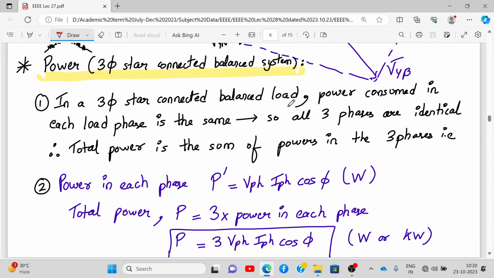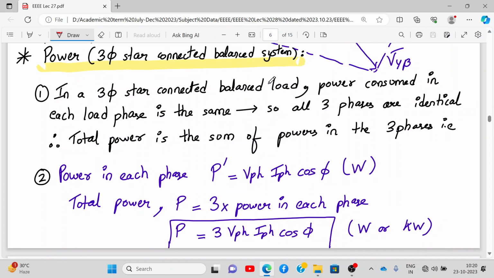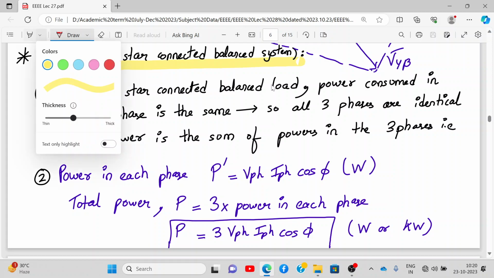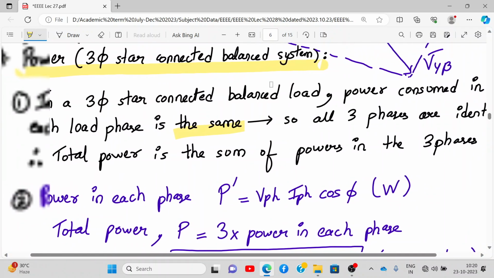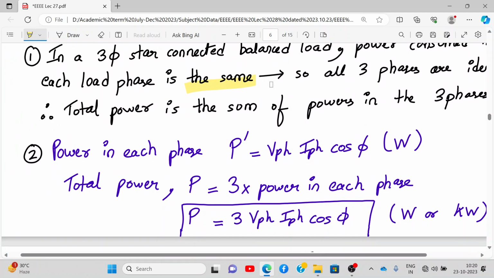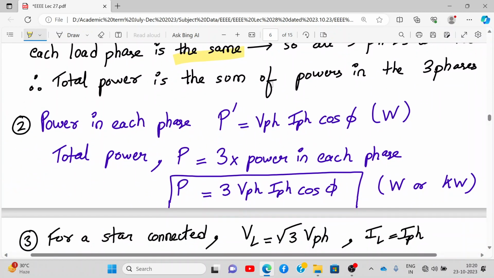Now write down power. Power in a three-phase star-connected balanced system. So the important note is, in a three-phase star-connected balanced load, power consumed in each load phase is the same. Okay, so all the three phases are identical. Since all the three phases are identical, the total power is the sum of the power in the three phases. So what is the power in each phase given by? What is the power in an AC circuit given by? VI cos phi. Okay, and here what is the power? V phase, I phase, cos phi.